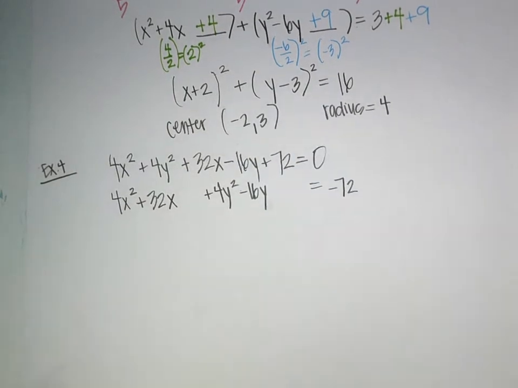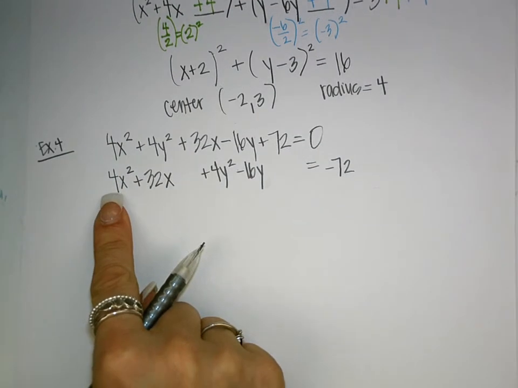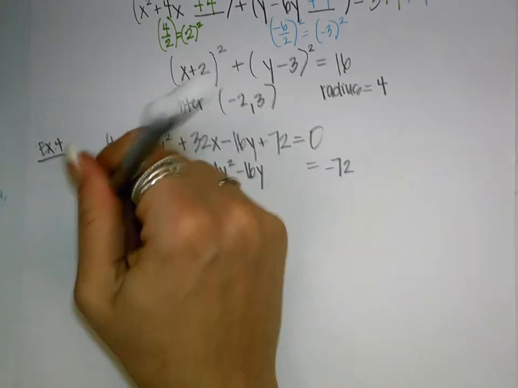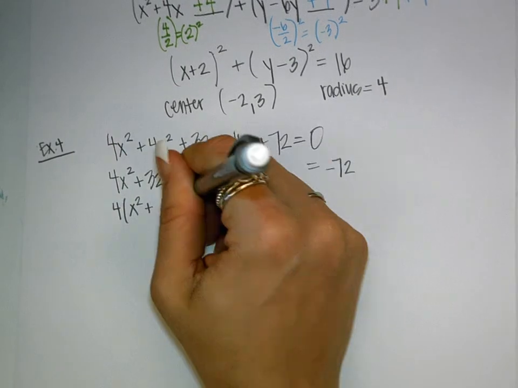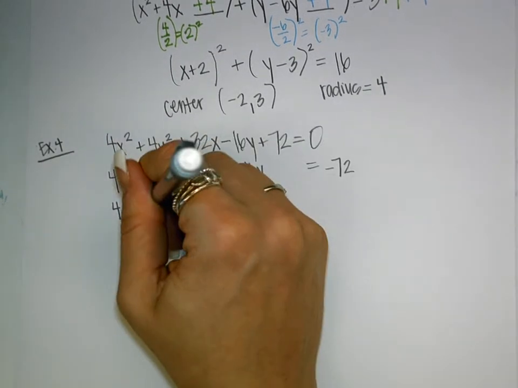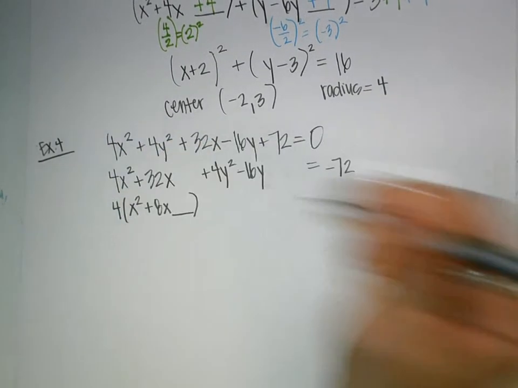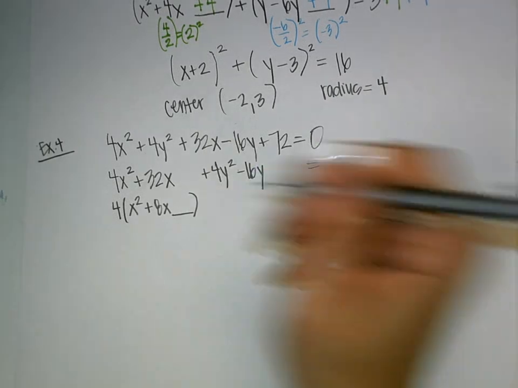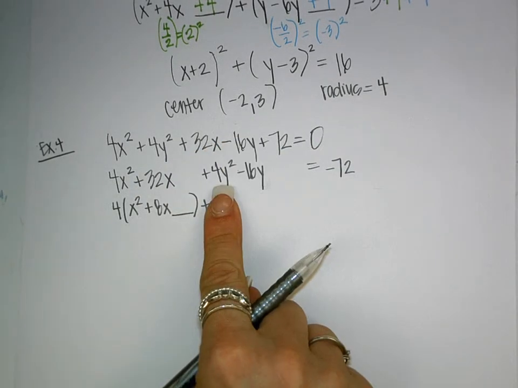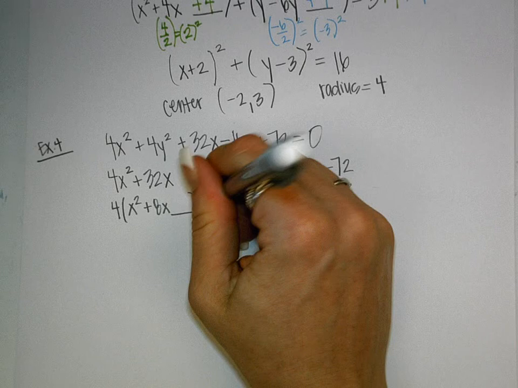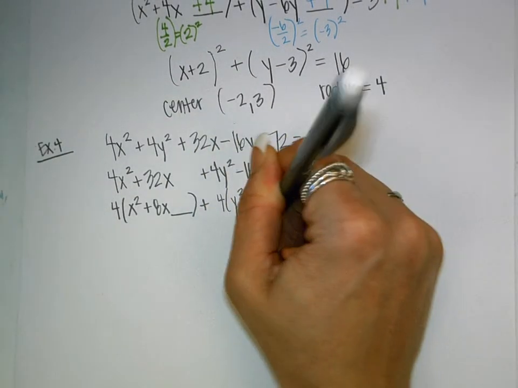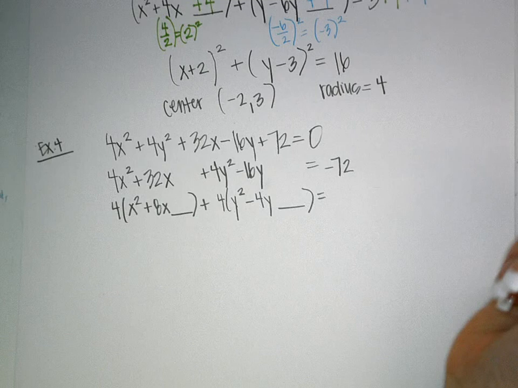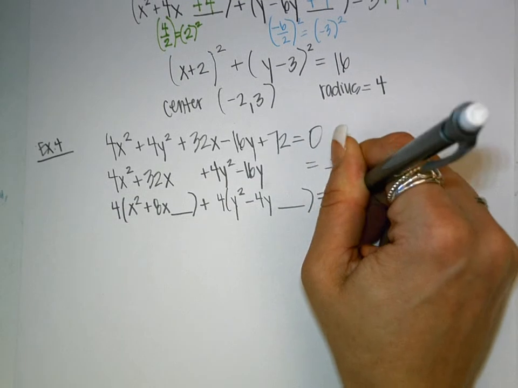Then you want to factor out the a value or whatever number is attached to the squares. Factor out a 4. Left behind would be x squared plus what? Plus 8x. Leave your space so you can complete the square. Again, factor out the value attached to the square, so take out the 4. Left behind would be y squared minus 4y, and leave your space again, equals a negative 72.